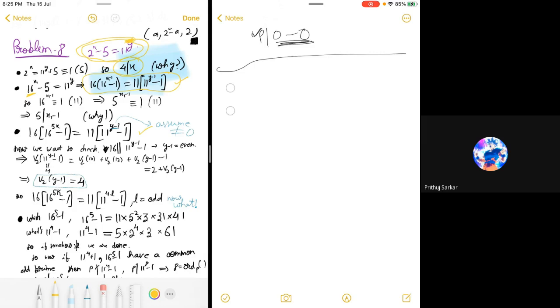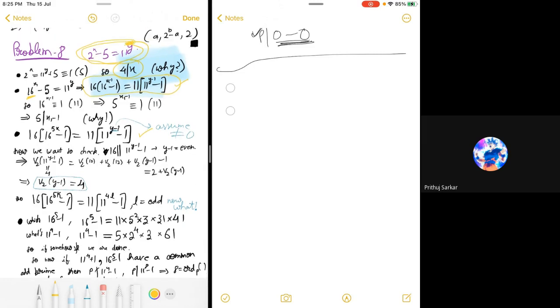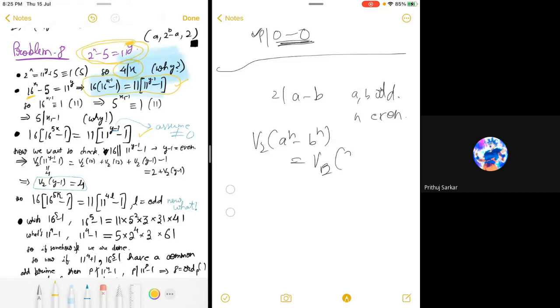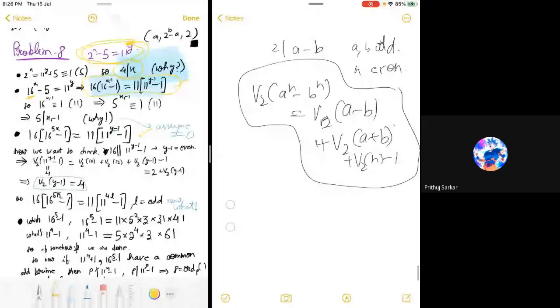that if 2 divides a minus b and a and b are odd and n is even, then v2 of a to the n minus b to the n is v2 of a minus b plus v2 of a plus b plus v2 of n minus 1. So this is an exercise. It can be just proved in a similar way. This term here comes next, which is different.